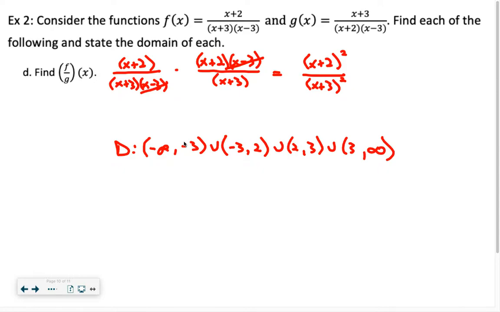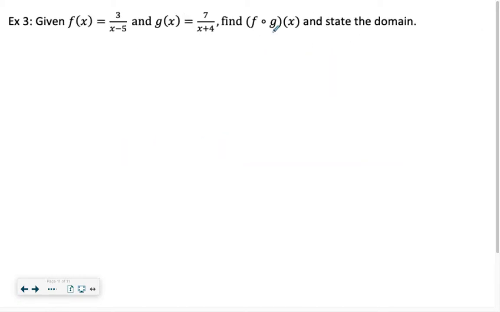All right, so these two would actually be a lot of work to compose. So I put one final composition problem on here. So let's run through this one real quick. So again, f of g of x means I'm plugging the entire function of g of x in place of x in f. So that'll look like this. I'll have 3 over, and this x is getting replaced by 7 over (x + 4) minus 5.